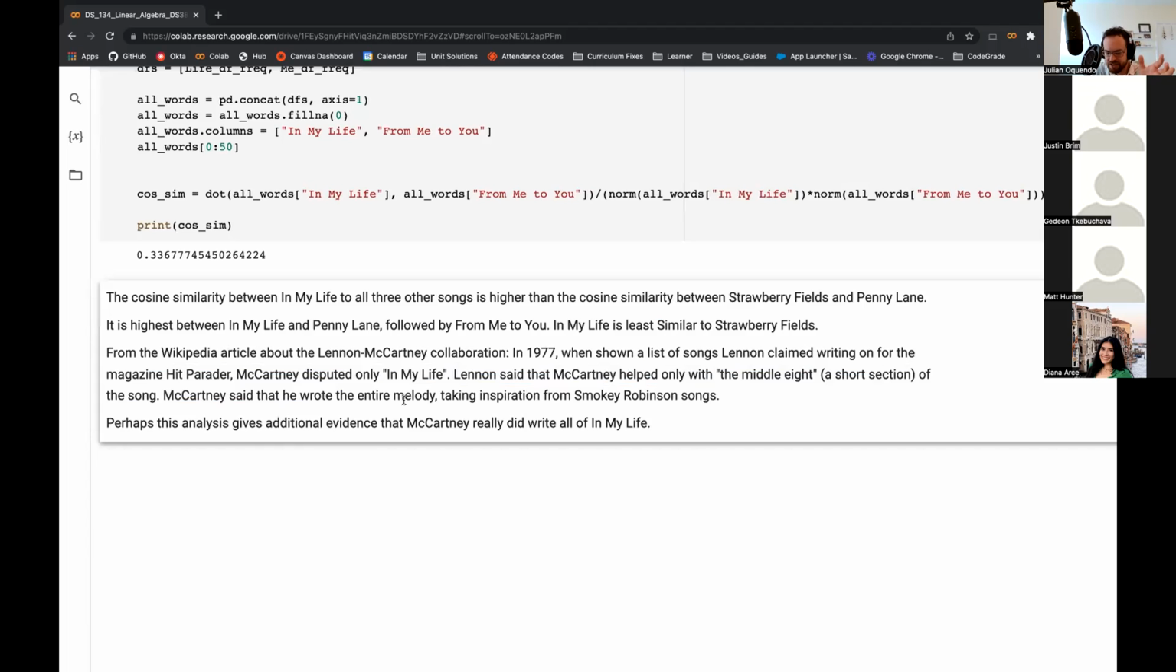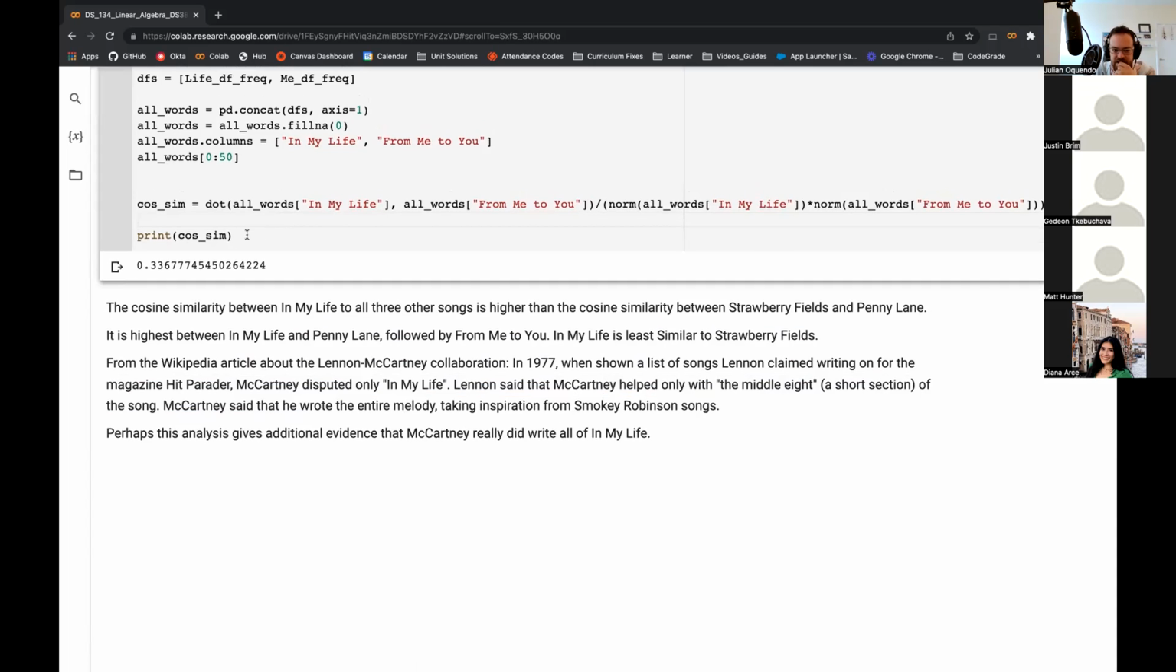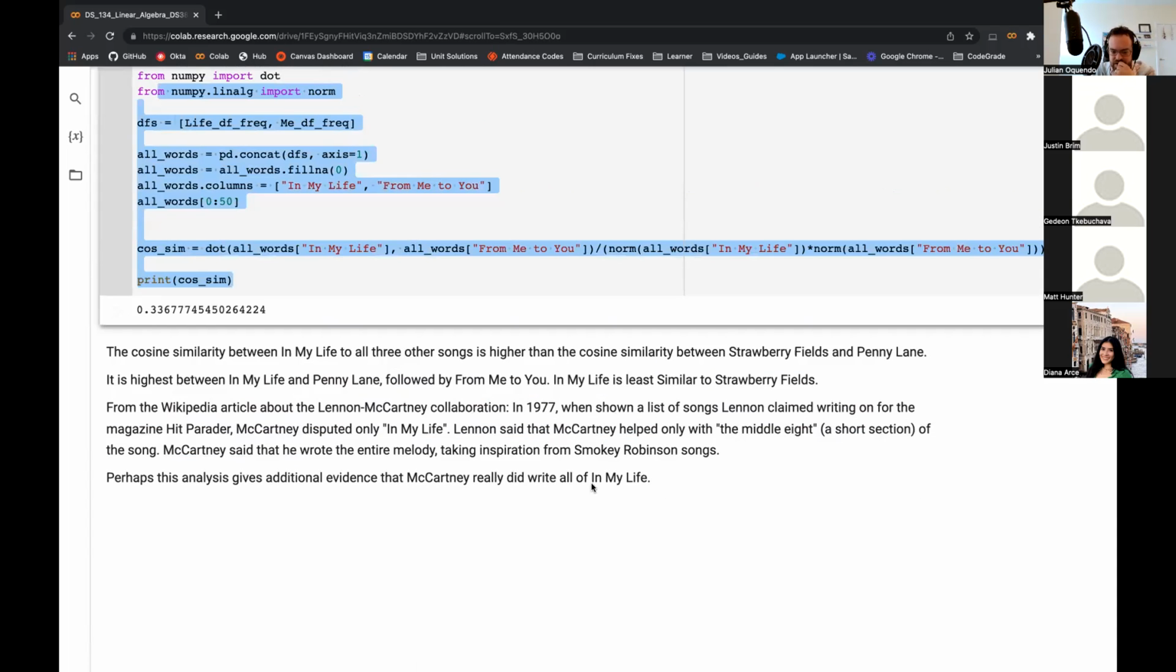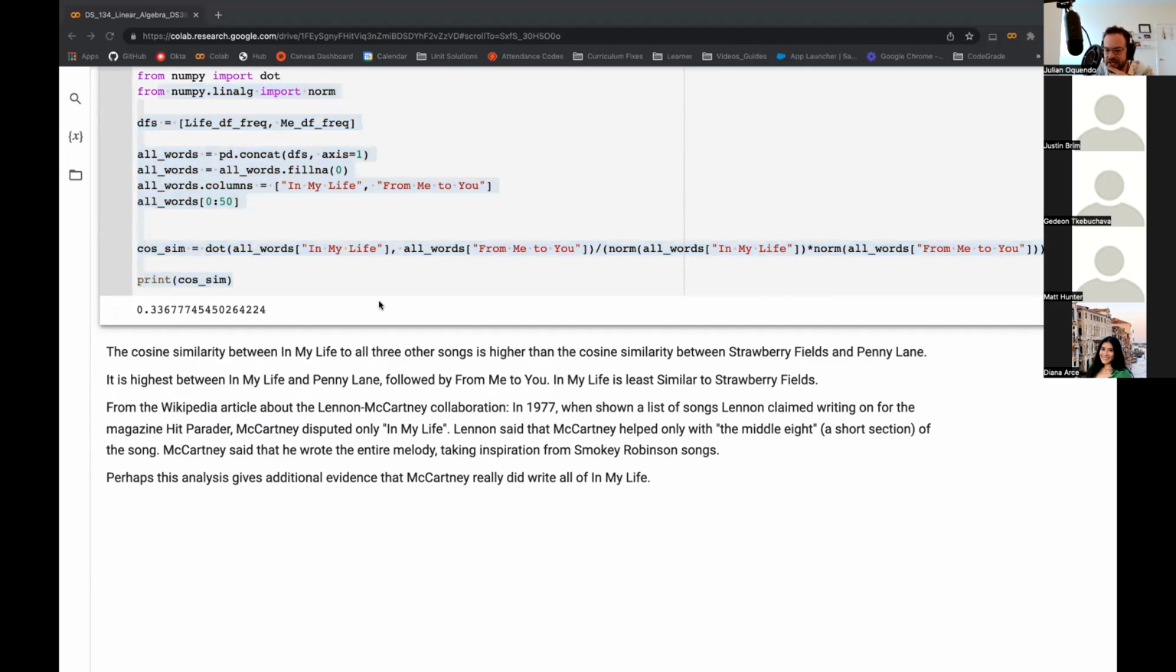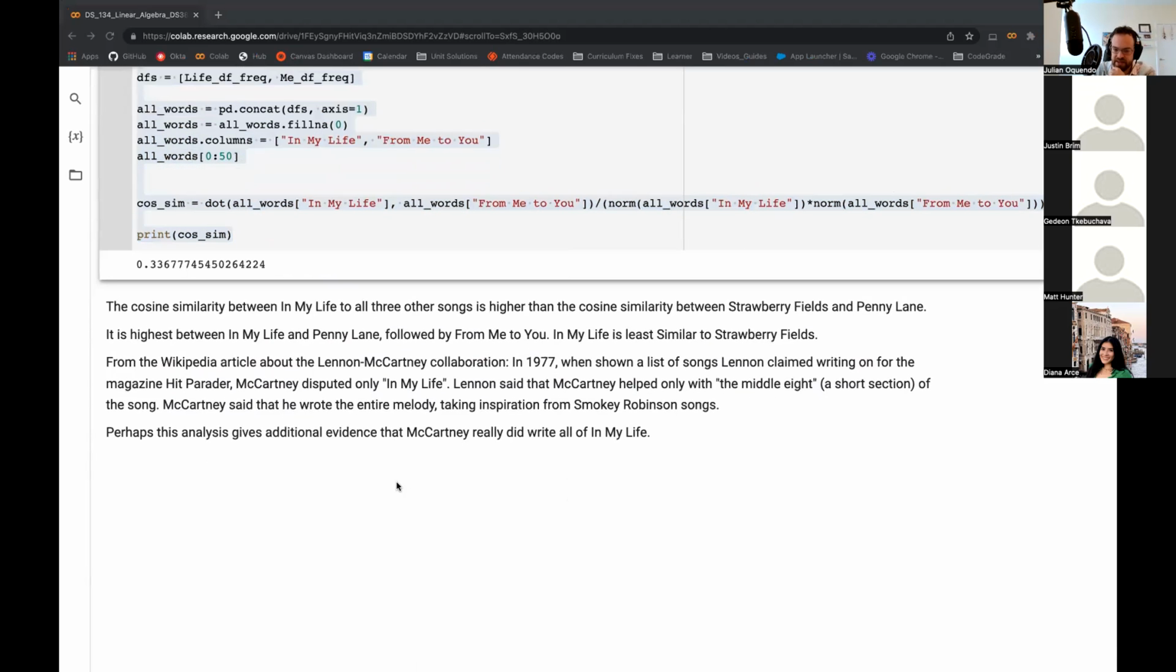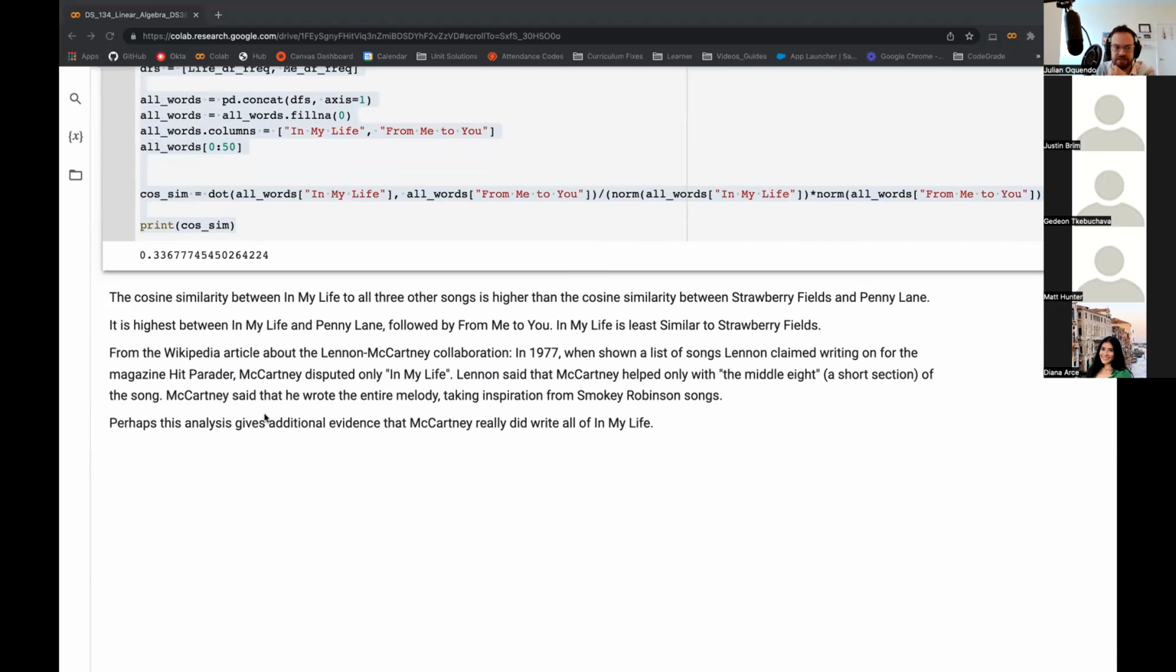Now, if you look into additional research, if we talk a little bit about these collaborations, you can talk about how they disputed which songs they worked on. But if you take this process and consider this cosine similarity, we can potentially say that this analysis might provide some additional evidence that Paul McCartney really did write the song, or more than an additional portion of the song In My Life.